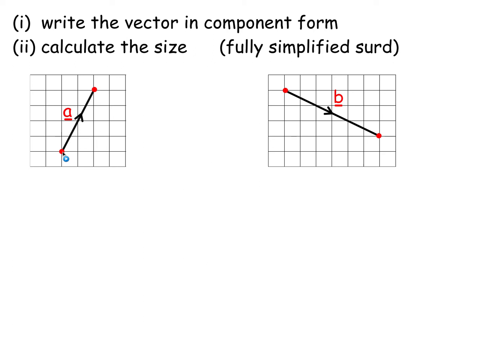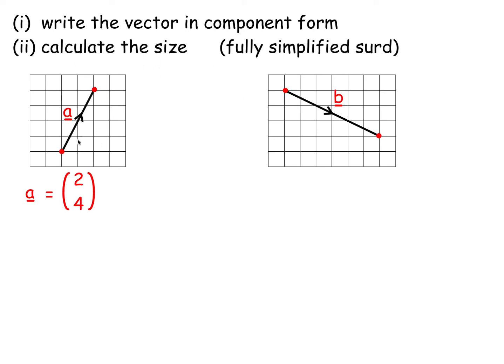if you start at this point here and move along the vector to the end of the vector, in terms of x and y direction, you've moved 2 boxes to the right here, 2 units to the right and 4 units up. So that's written as vector A is (2, 4). That's a column vector. It's in component form. There's an x component and a y component.